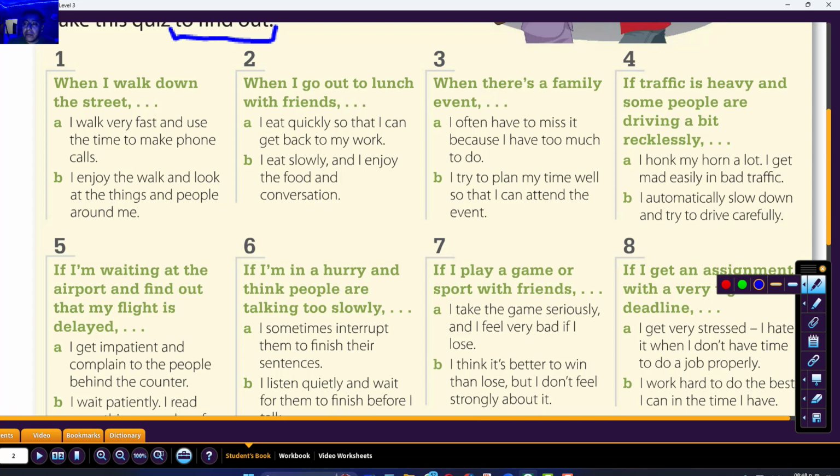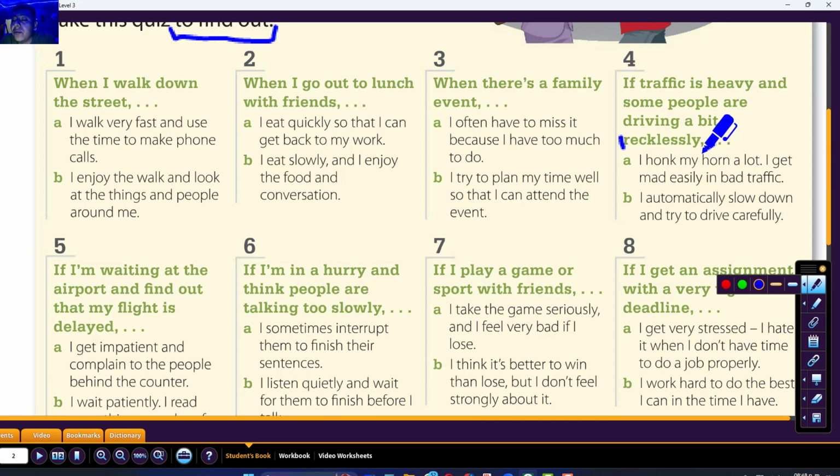4. If the traffic is heavy and some people are driving a bit recklessly, sometimes I think that you may struggle with this word. Recklessly is when it is an adverb, but it comes from an adjective, and the adjective is when a person does not think too much about something, or doesn't think through, doesn't think carefully, when it's not following the rules. In Spanish it's like something like imprudente, right?